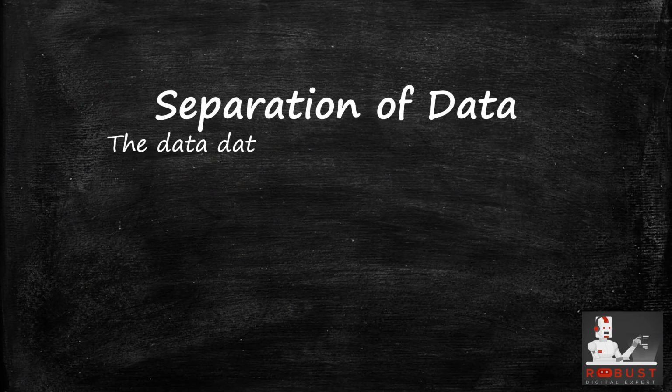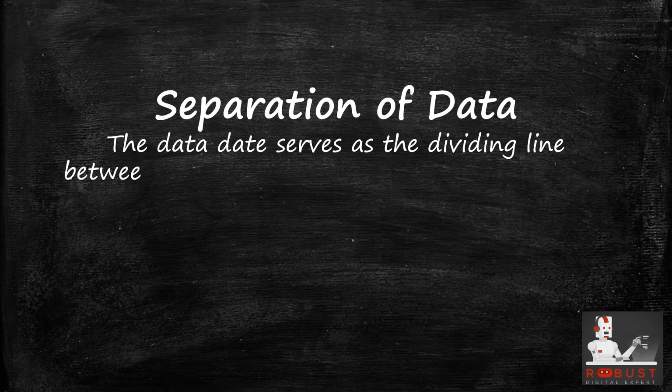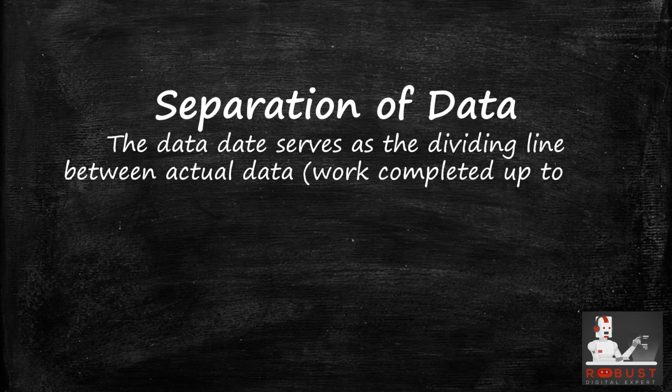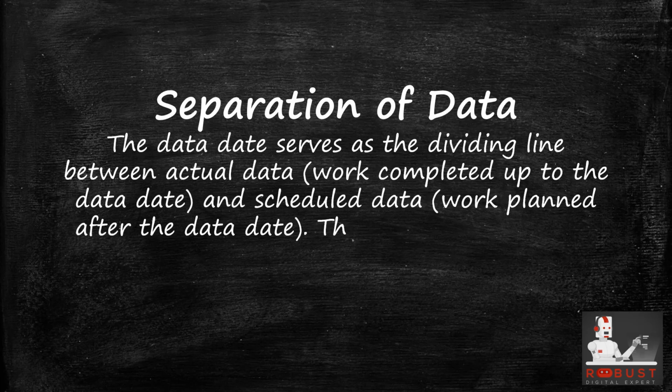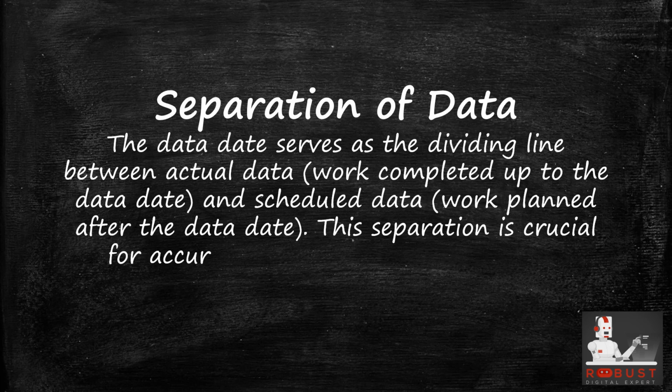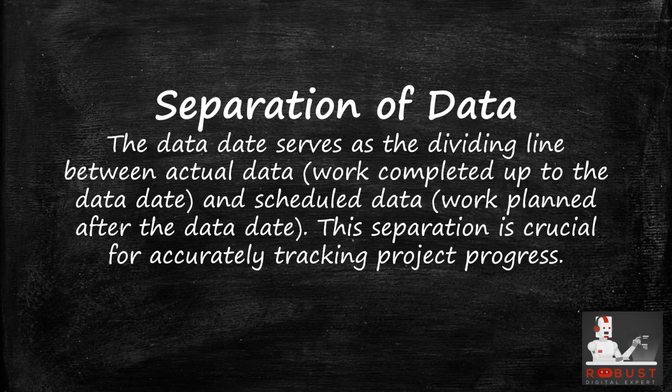Separation of data. The data date serves as the dividing line between actual data, work completed up to the data date, and scheduled data, work planned after the data date. This separation is crucial for accurately tracking project progress.